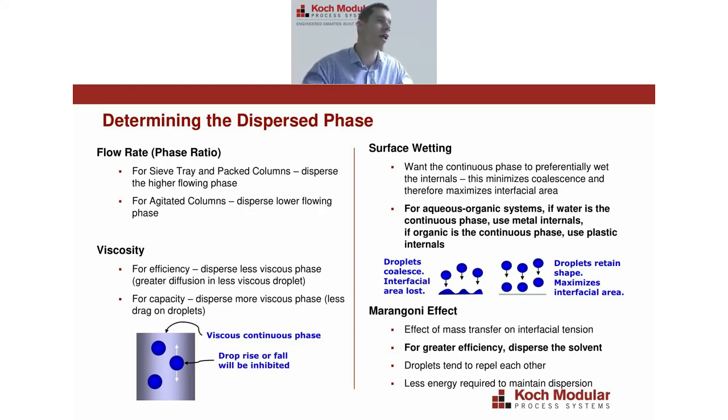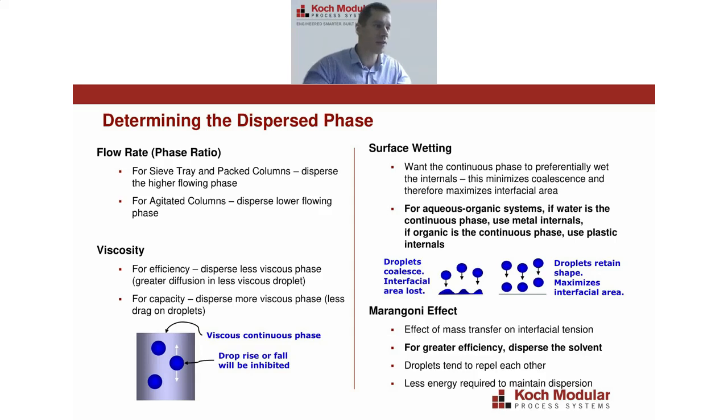For an agitated column, you want to do the opposite. You want to disperse the lower flowing phase. This will lead to better extraction efficiency using that type of technology, like a Scheibel column or a Karr column. And that's because you'll get more residence time of that dispersed phase flowing in the column, and you can use those rotating or reciprocating internals to break it up into droplets.